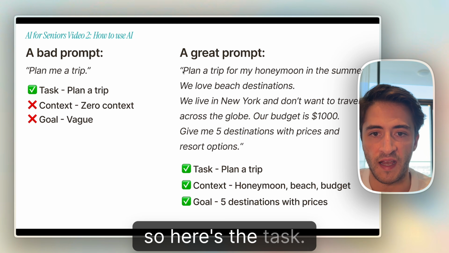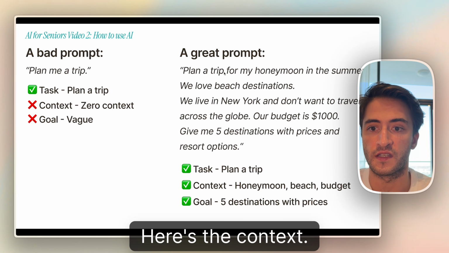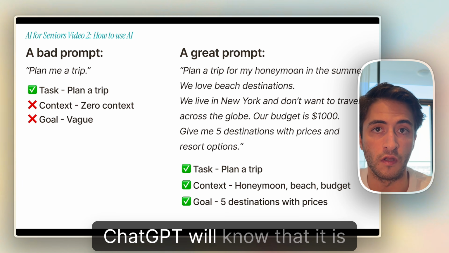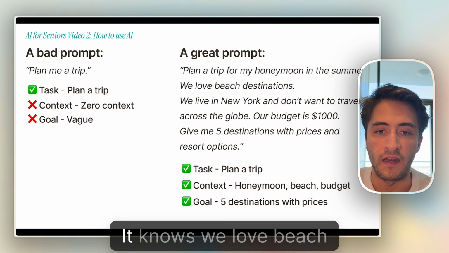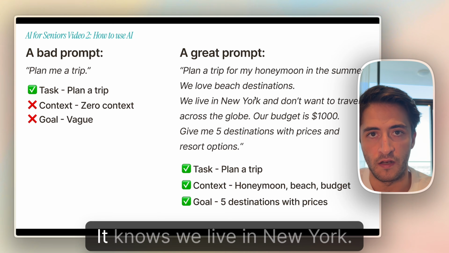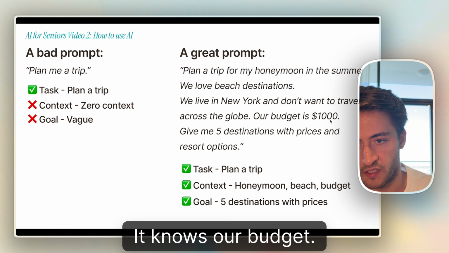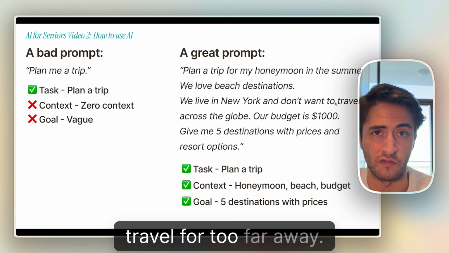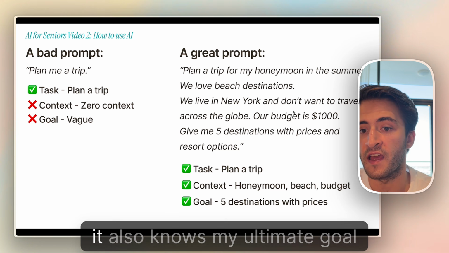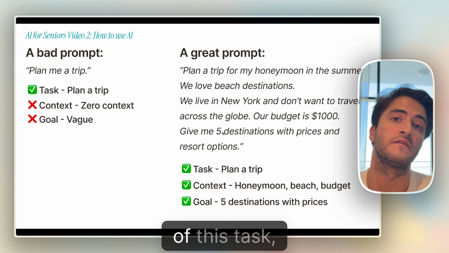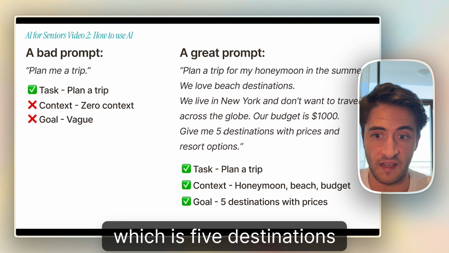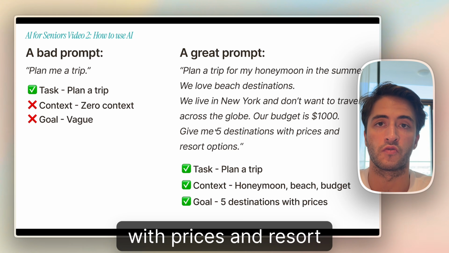All right, so here's the task. We plan a trip. Here's the context. It's for my honeymoon. ChatGPT will know that it is supposed to be romantic. It knows we love beach destinations. It knows we live in New York. It knows our budget. It knows we don't want to travel too far away. And finally, it also knows my ultimate goal of this task, which is 5 destinations with prices and resort options.